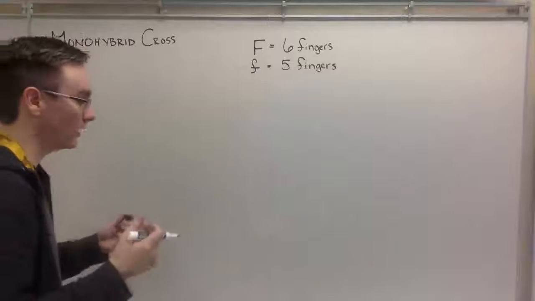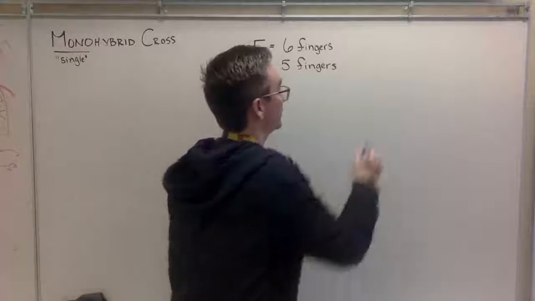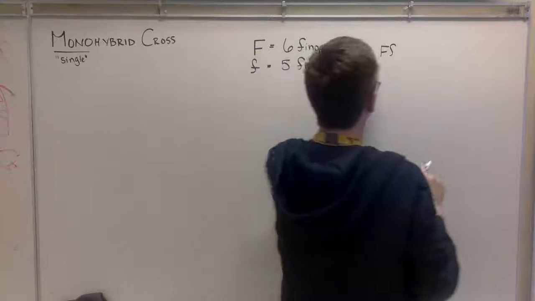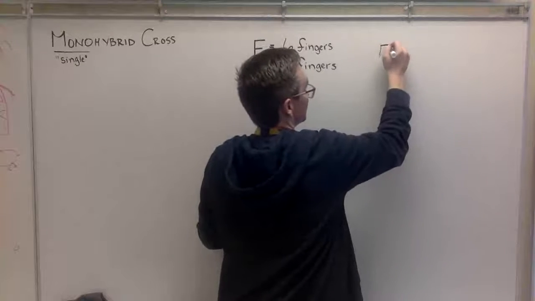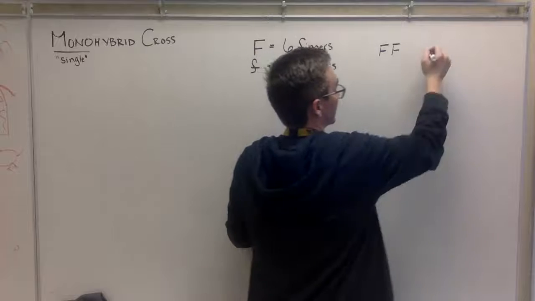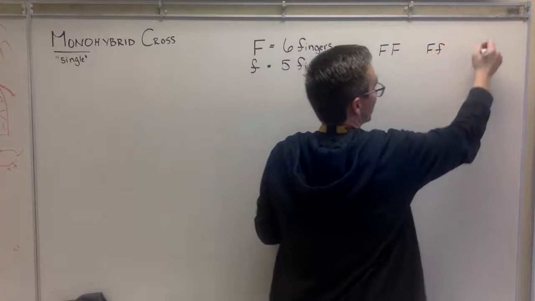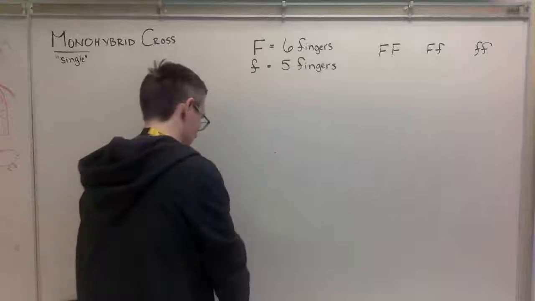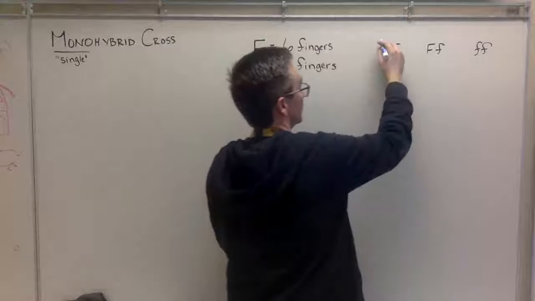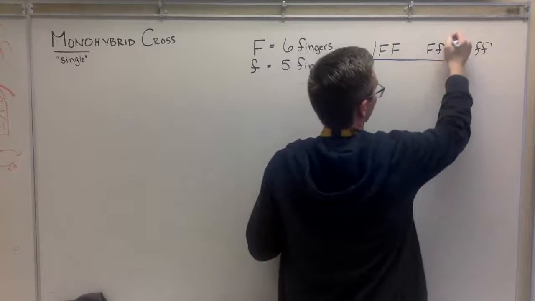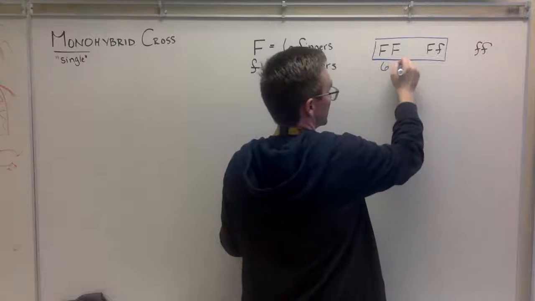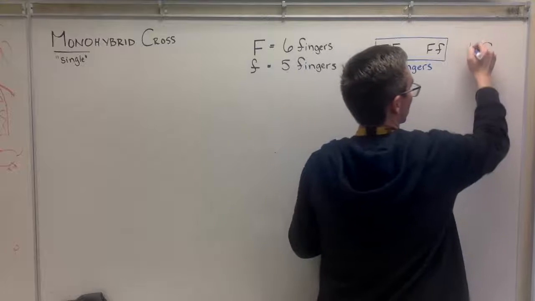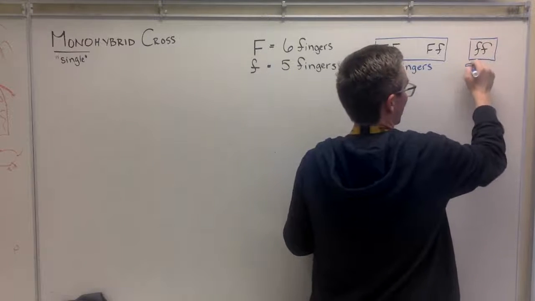So there's basically 3 genotypes we can have here. We can have homozygous dominant, we can have heterozygous, and then we can have homozygous recessive. So those are our 3 possible genotypes. And then we talk about, out of those, both of these will result in 6 fingers, and this one here would result in 5 fingers.